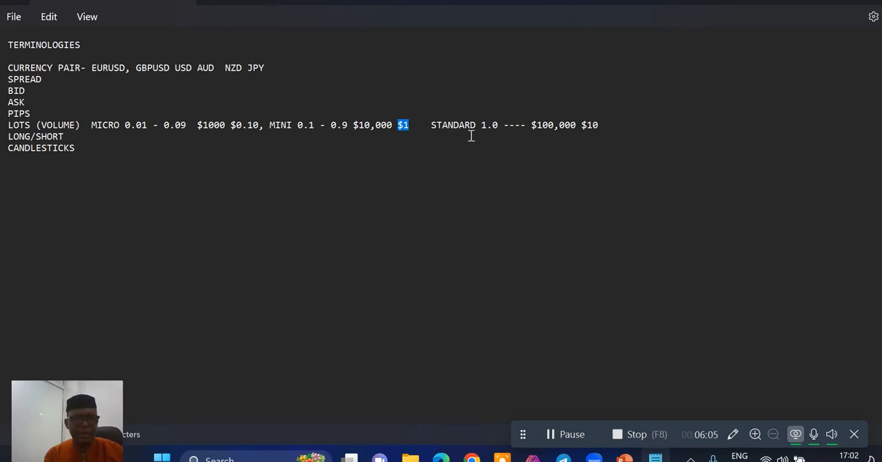Okay, now the standard lot from 1.0 till infinity. So you have 1.0 representing 100,000 units of foreign exchange, and the average value per pip is $10, as you can see here. $10.